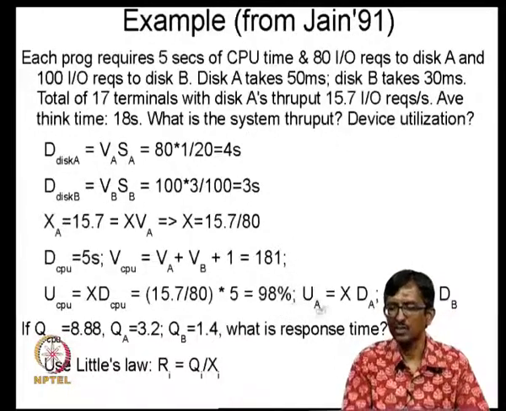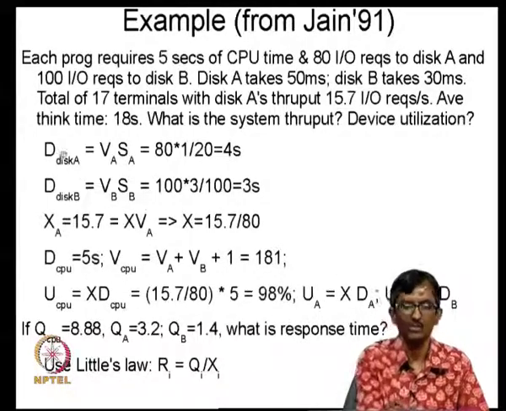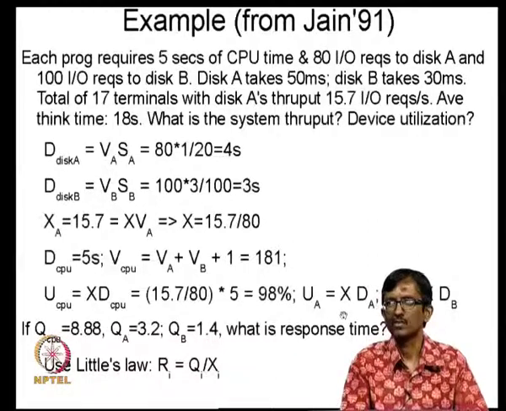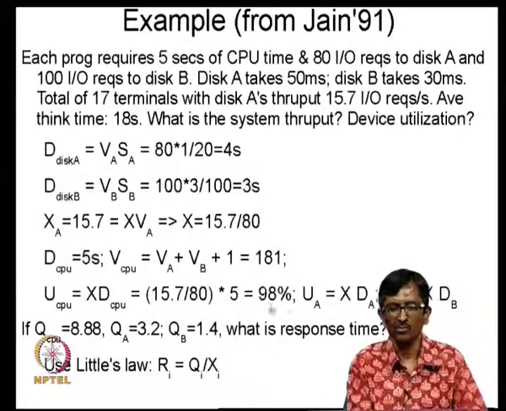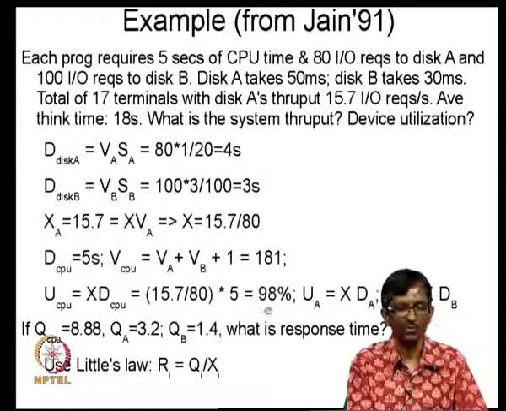Okay, that's the system throughput we have calculated. Device utilization: you can also compute the device utilization of disk A and disk B, given that X is there and you know the total demand also. Okay, so you can make this kind of calculation. You can see from here that we have been able to figure out that the utilization of the CPU is 98%. Now this is very high.